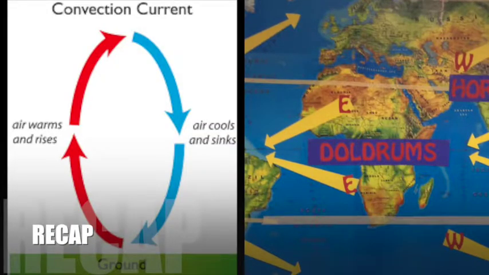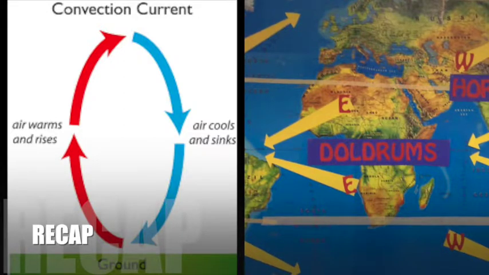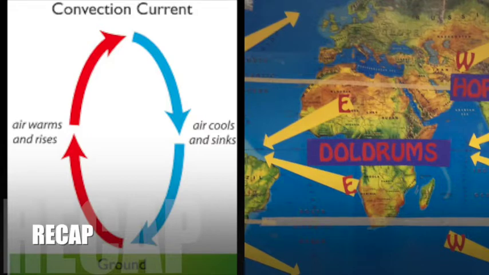The air masses rise and fall because they're part of a convection cell, the same kind we learned about in the mantle, but this time with air in the atmosphere.